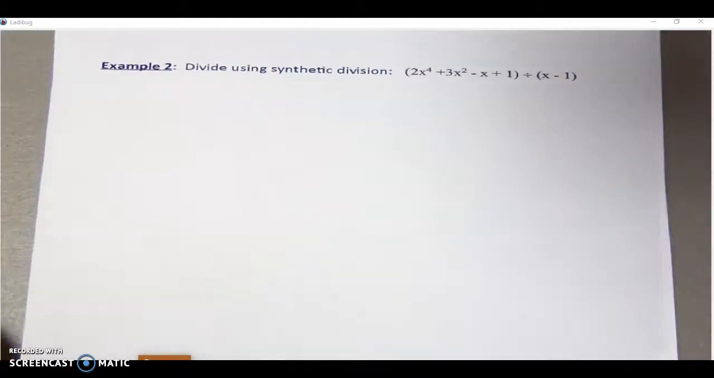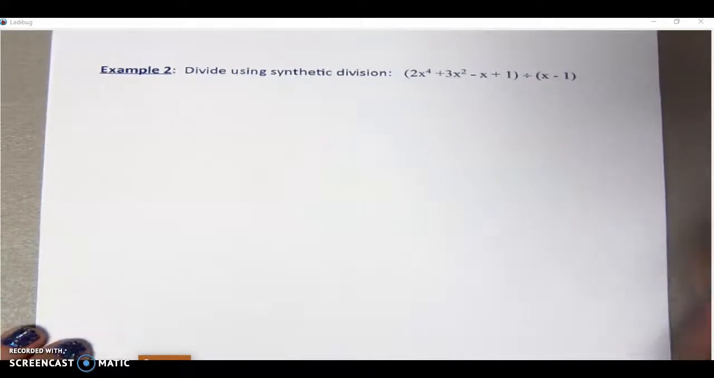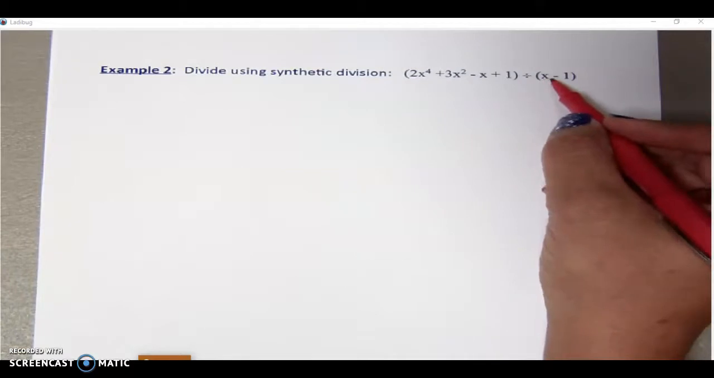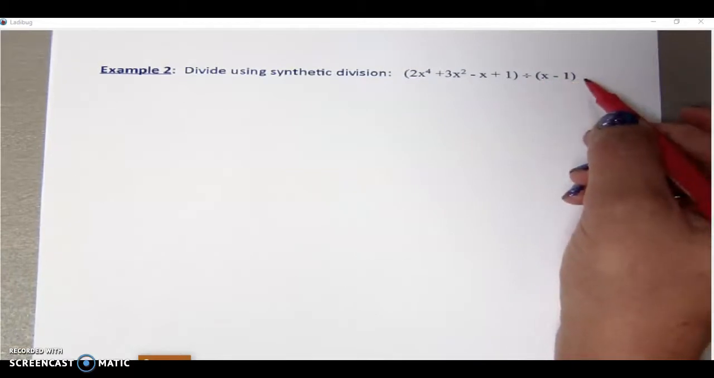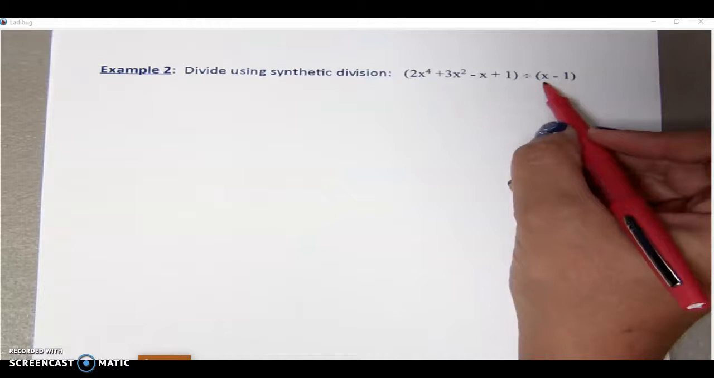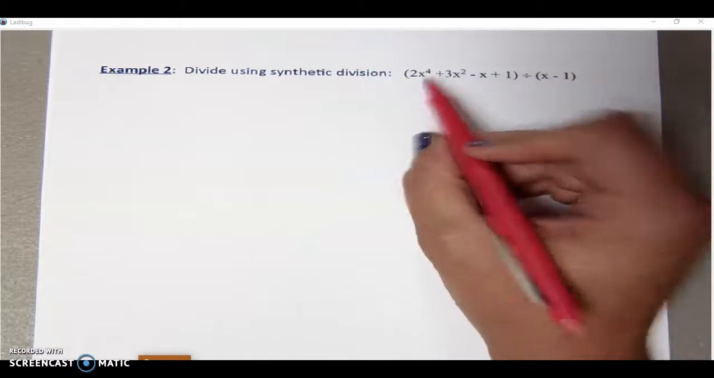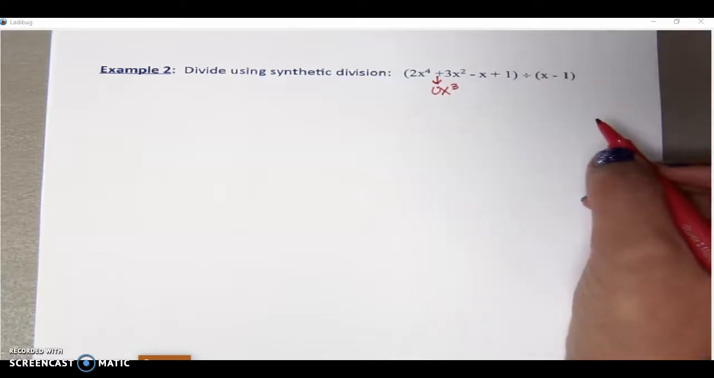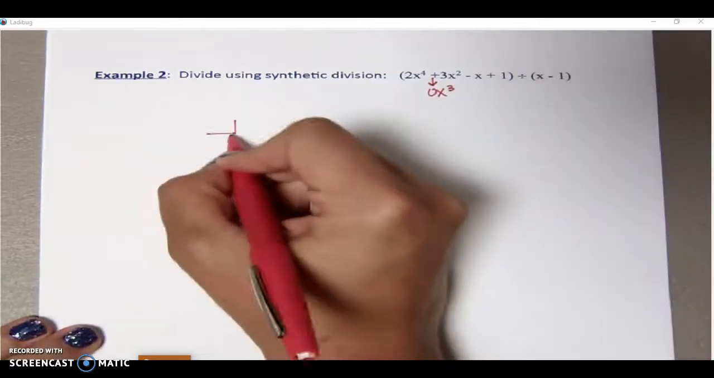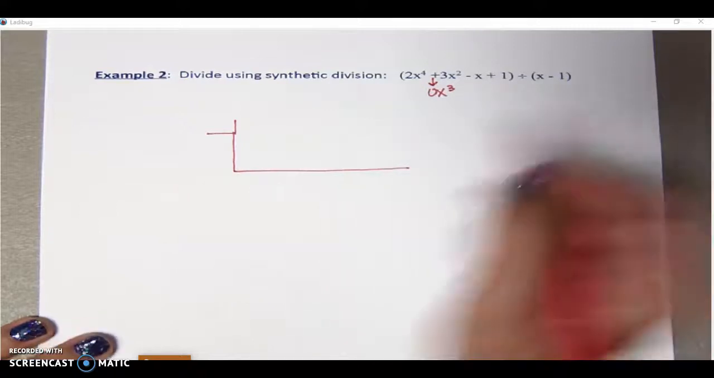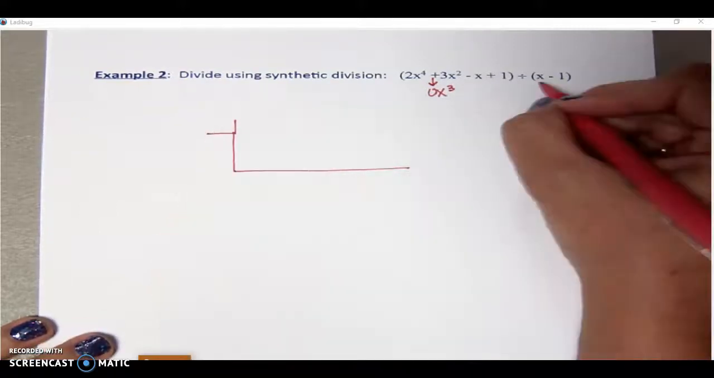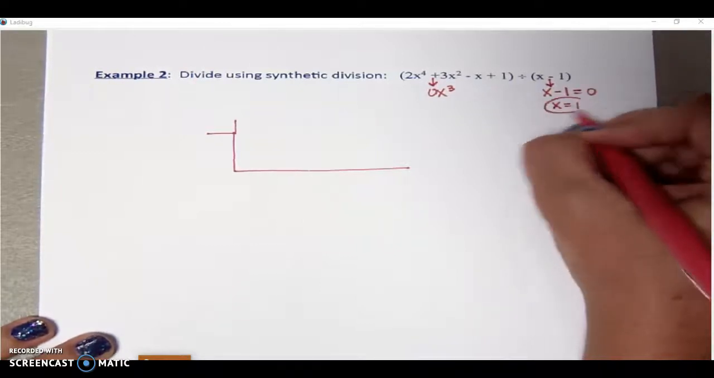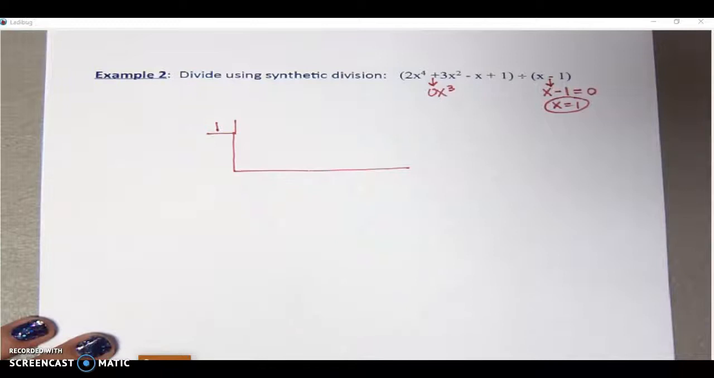Synthetic division you can only use whenever you're dividing by a binomial, and the binomial has to just have x. So it's going to be x plus something or x minus something. You do want to make sure you're not missing any terms. So we're not missing anything here, but here if you see we're missing the x cubed, so we've got to add in that 0x cubed. So for synthetic division, you're going to draw this little chart, this L-shaped chart. On this ledge here, you're going to solve this for x. So x equals 1, and that's what you're going to put on the ledge.